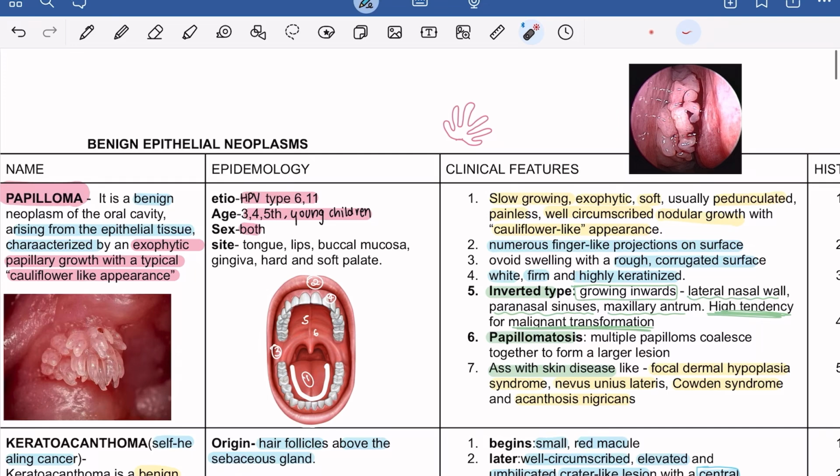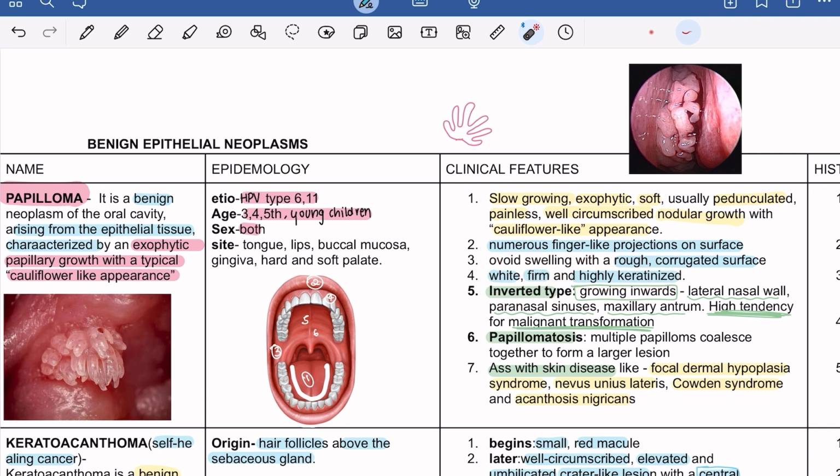Now, the clinical features: it is a slow growing, exophytic, soft, and usually pedunculated, painless, well circumscribed, nodular growth with a cauliflower-like appearance. Numerous finger-like projections can be seen on the surface. It is an ovoid swelling with a rough or a corrugated surface. It is usually white, firm in consistency, and highly keratinized.